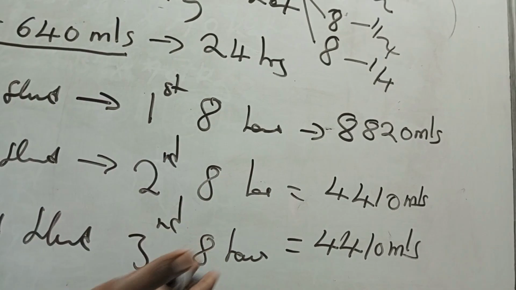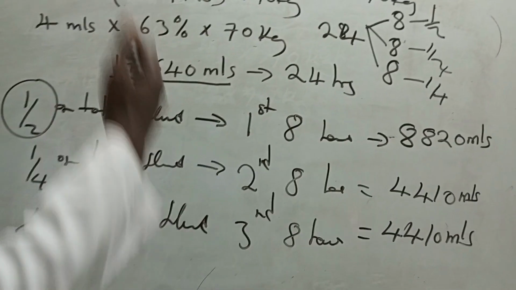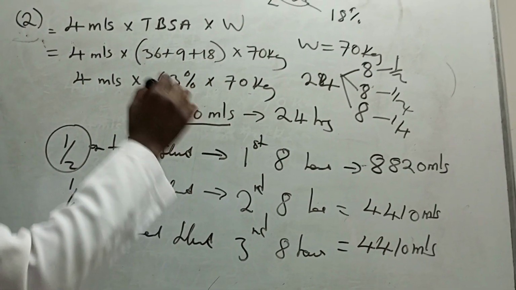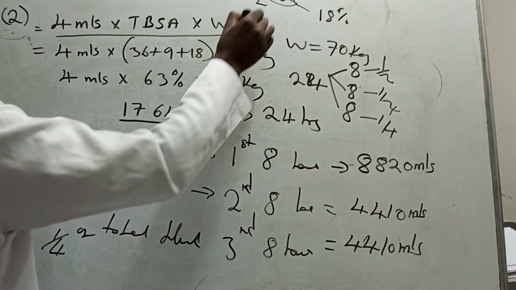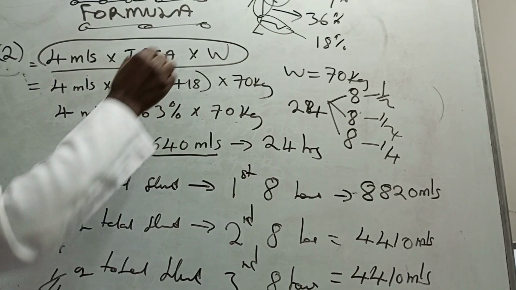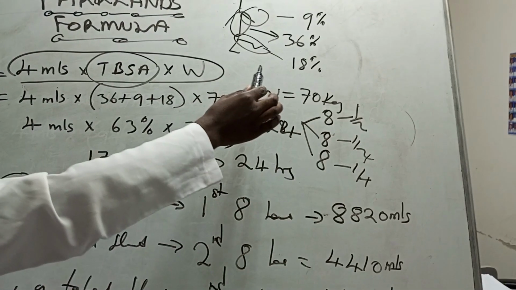Okay, and this is how you go about fluids calculation and fluid administration using Parkland's formula. Very, very important to remember the formula. Apart from remembering the formula, always remember the total body surface area burnt, using the rule of 9 very critically.